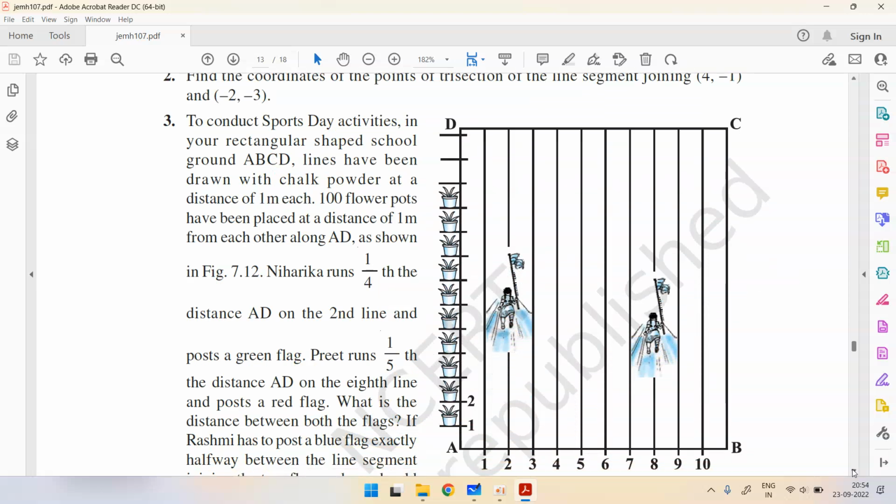Lines have been drawn with chalk powder at a distance of 1 meter each. 100 flower pots have been placed at a distance of 1 meter from each other along AD. This is 1 meter, so the total will be 100 meters. Niharika runs 1/4 the distance of AD on the second line and posts a green flag. Preet runs 1/5 of the distance of AD on the 8th line and posts a red flag.